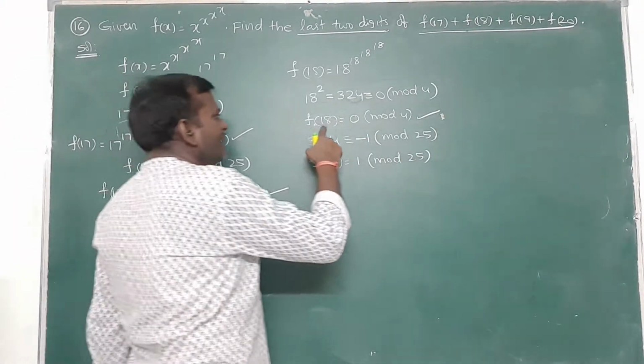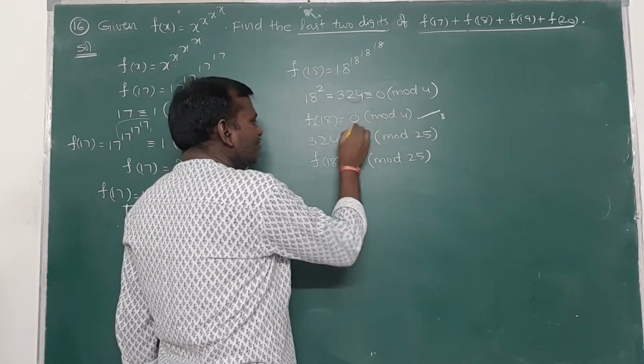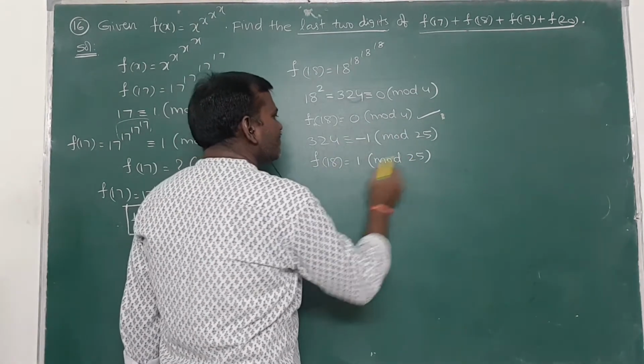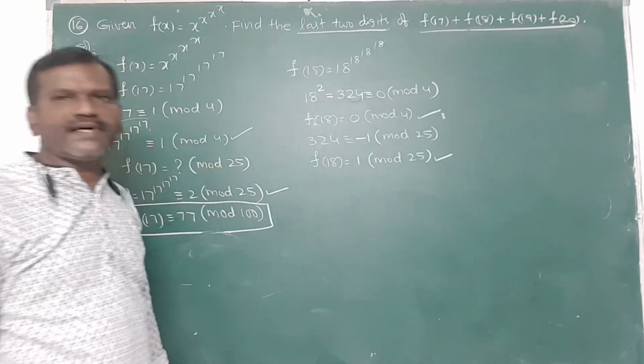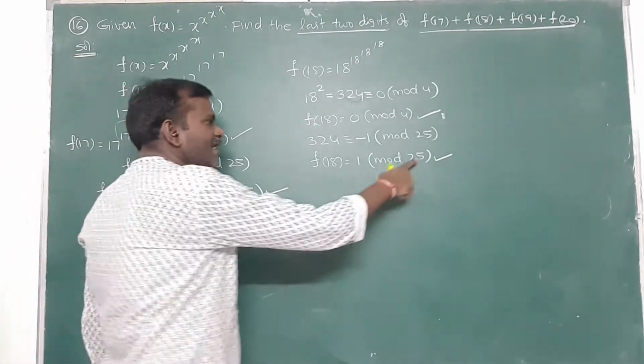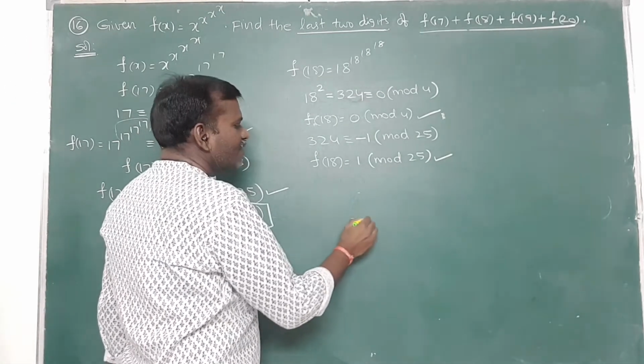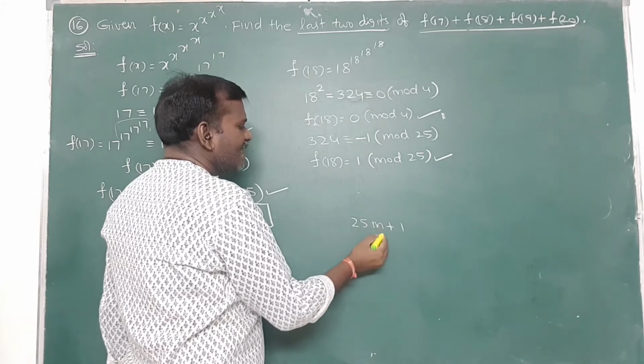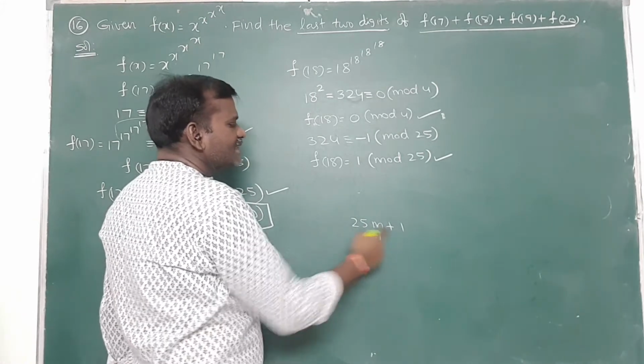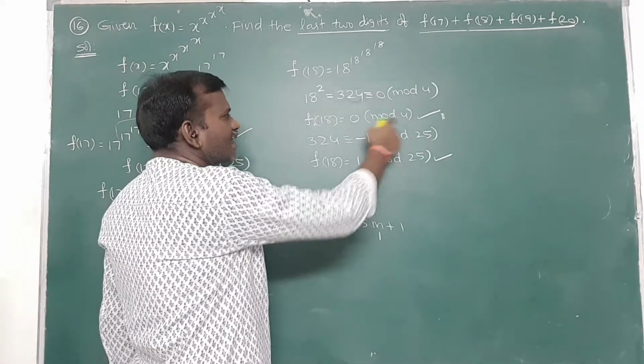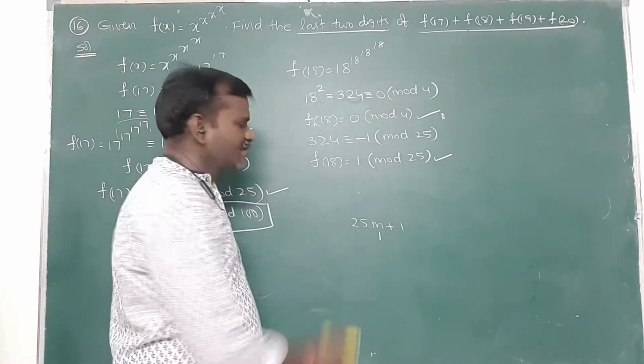So f of 18 when divided by 4, the remainder is 0. f of 18 when divided by 25, the remainder is 1. Which number is possible here? Again I am checking. This is of the form 25m plus 1. If I take m equal to 1, I am getting 26. But 26 when divided by 4, the remainder is not 0. So that's why this is not possible.